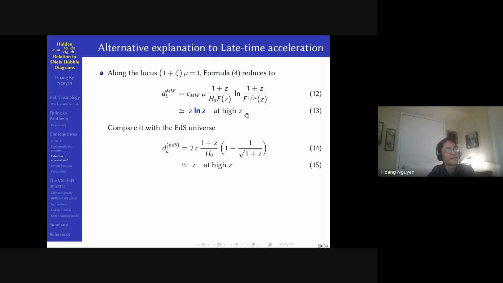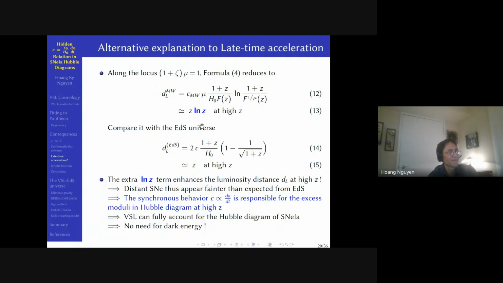And in the limit of high redshift, this 1 plus z becomes z, because z dominates 1. This will become a constant, f infinity. We ignore that, and log becomes log z. So at high redshift, our formula becomes z log z. But if we look at the EDS formula, when z is high, this becomes z, and this becomes 0, only z. So the difference between this formula and the EDS is in the log z term. But we have the same z.